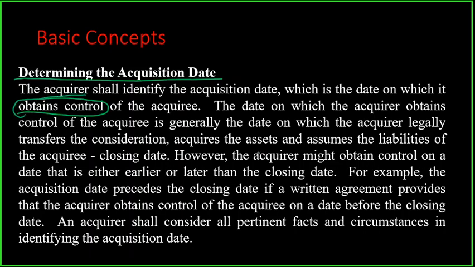The date on which the acquirer obtains control of the acquiree is generally the date on which the acquirer legally transfers the consideration, or acquires the net assets and assumes the liabilities of the acquiree, also known as your closing date. Remember, sir, bakit siya closing date? Can you talk more about your closing date? Actually, your closing date is the same as the date where you close your books.